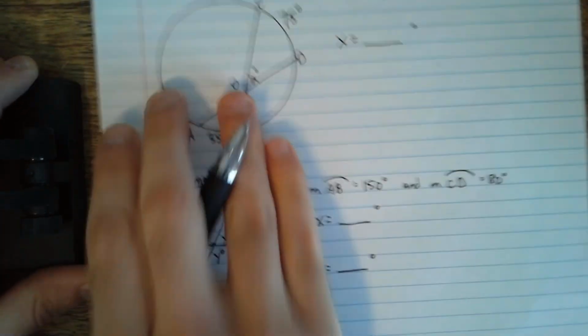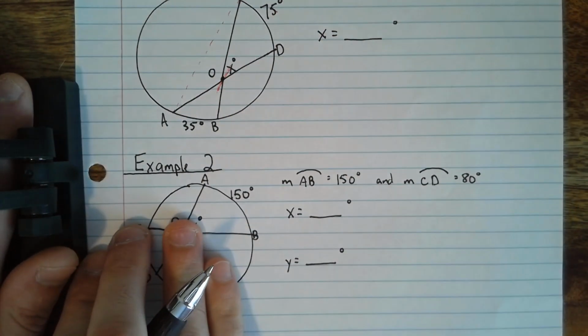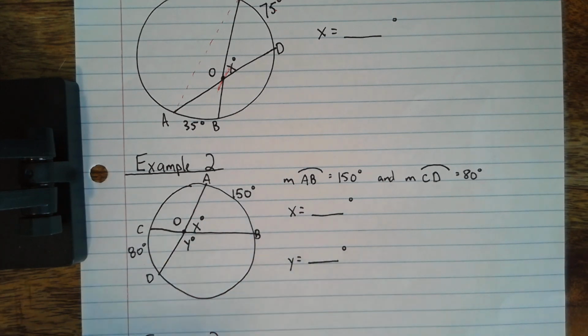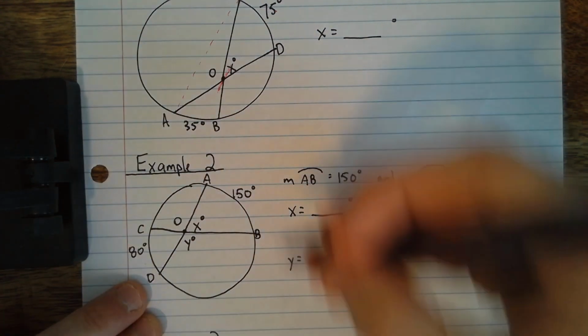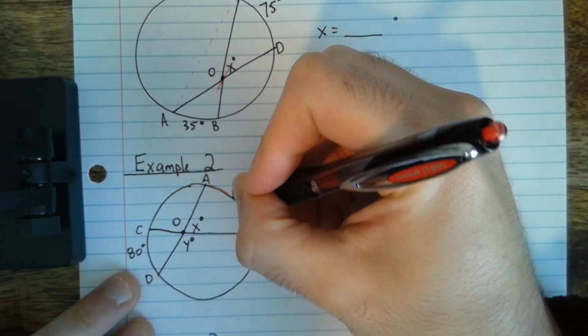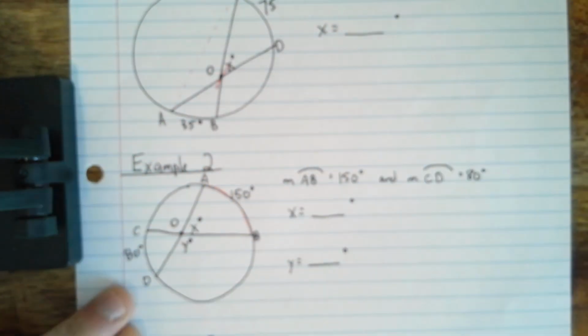Now I'm going to do example 2, and then you'll do exercise 2. Example 2 is almost the exact same thing as example 1. I'm just asking you to find one more angle measurement. So the measure of arc AB, A to B, is 150 degrees.